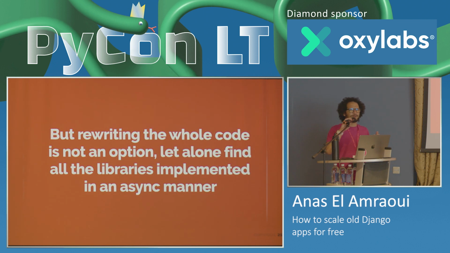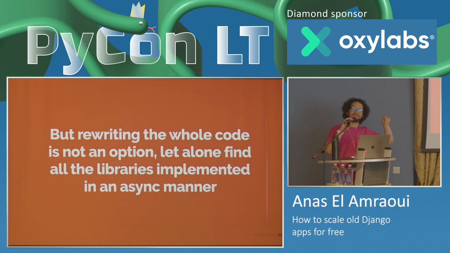But yeah, putting async await everywhere is not an option. Let's say you have a big Django web server, and you need to rewrite it in FastAPI. Oh yeah, everyone is excited, but you need a few months to do that, and your company will not be happy to pay you to rewrite your entire code base. Let alone find all the libraries that you need implemented in an async manner.